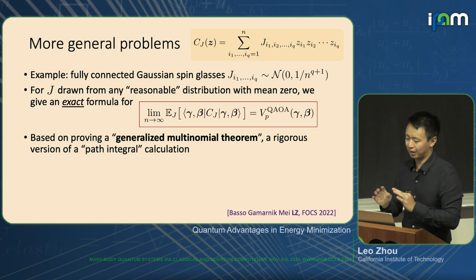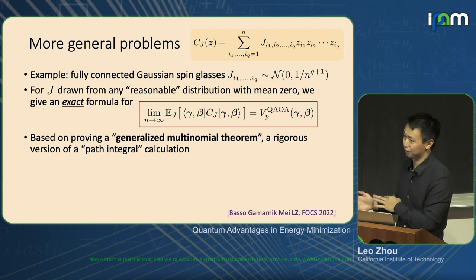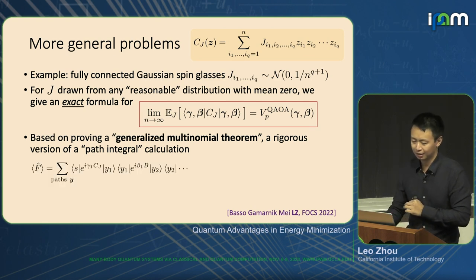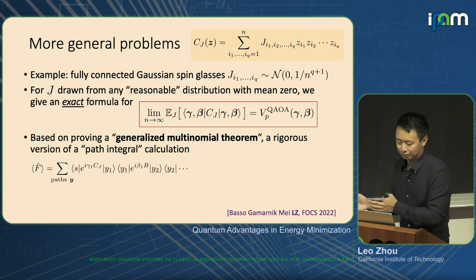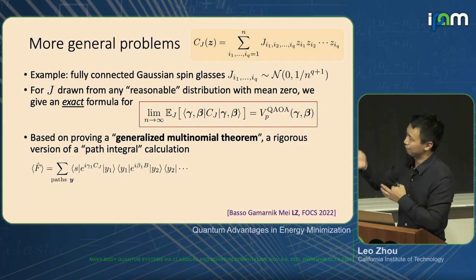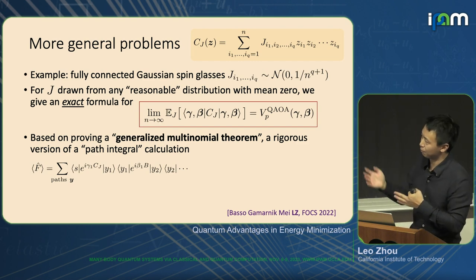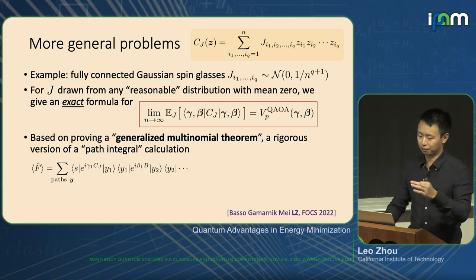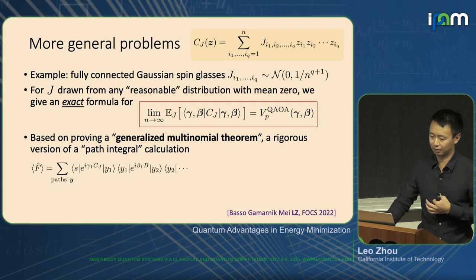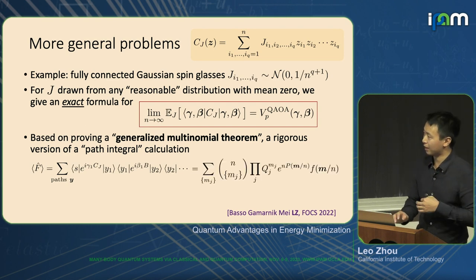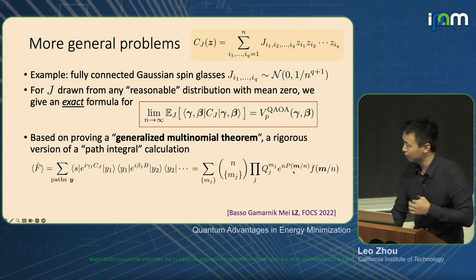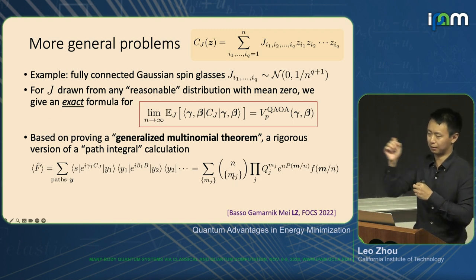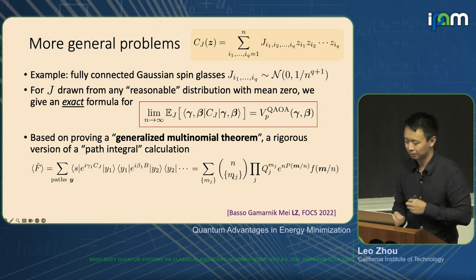But really, it actually has a very cute physics interpretation. You can think of it as a rigorous version of a path integral calculation. As you probably know, if you look at the expectation of an observable in a quantum circuit, you can write it as a sum over paths. And for the case of these disorder-averaged Gaussian spin glasses, you can write it as a multinomial sum, where basically you count the number of possible paths that each qubit sees.